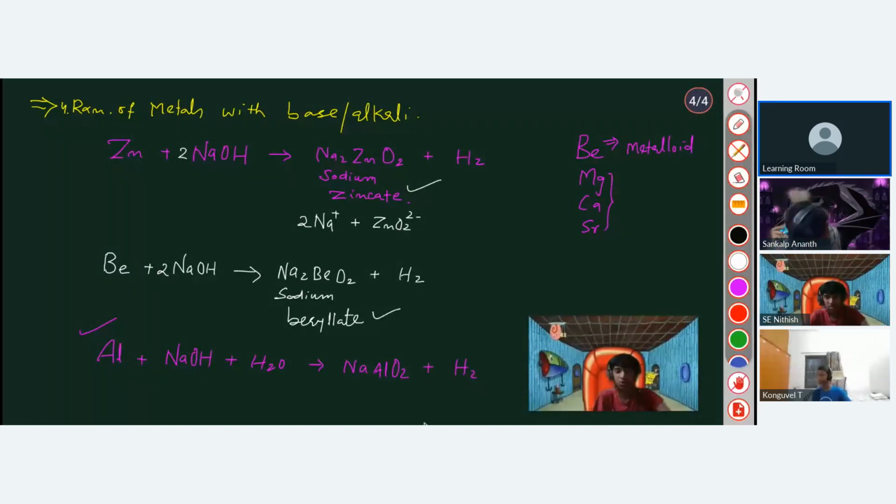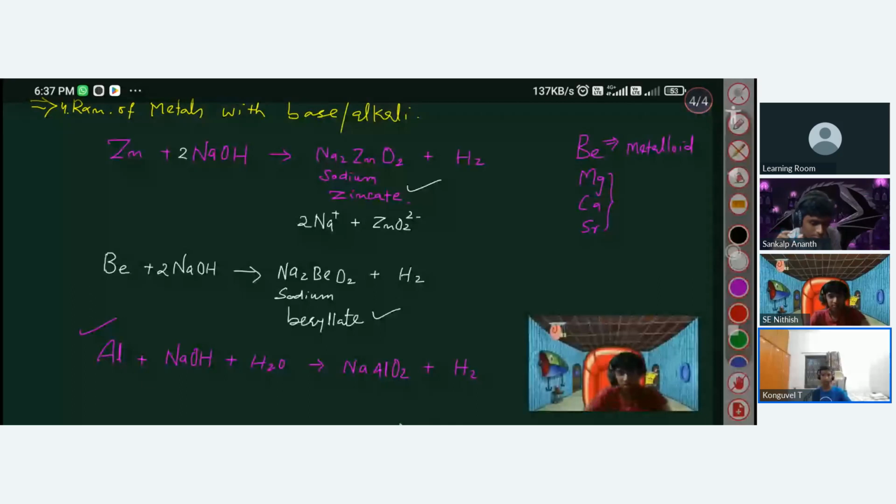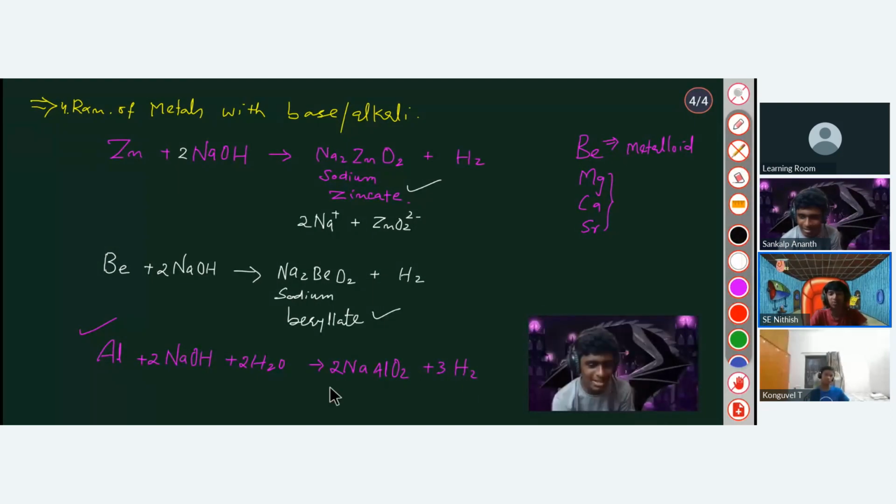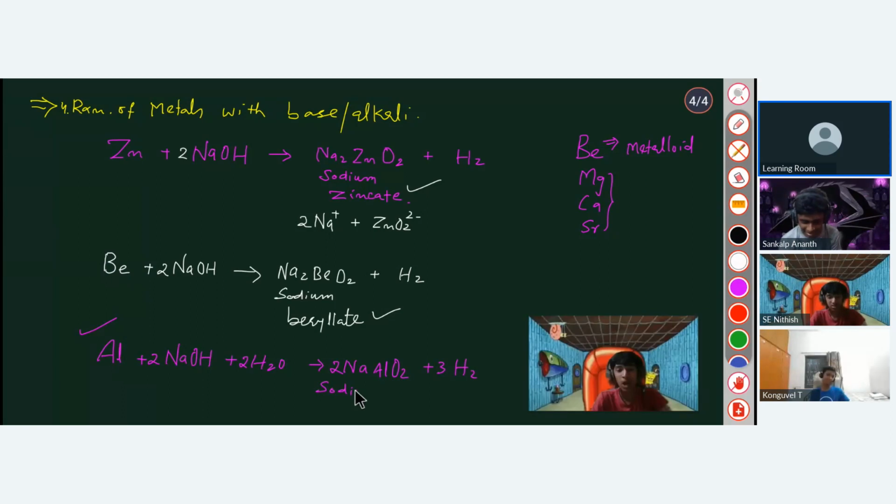Can you balance this? Al balance, Na balance, O not balanced. It's 2-1-1, so I thought it was balanced. I have to do it by the hit and trial method. It is now balanced. I have just balanced it.